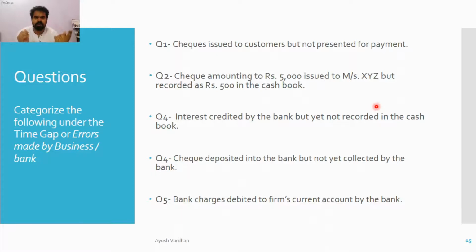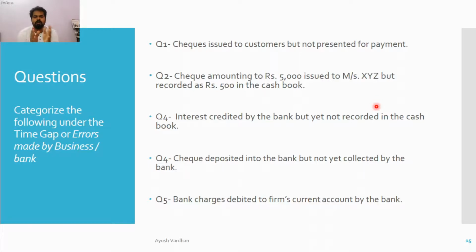The very first question is: check issued to customer but not presented for the payment. So we have to find here is it any kind of gap, time gap, or error. What is time gap? I have already talked earlier that when we made an entry but payment does not happen from the bank's end, it takes time from the bank end. So there is a gap created between that payment and the entry in the cash book.